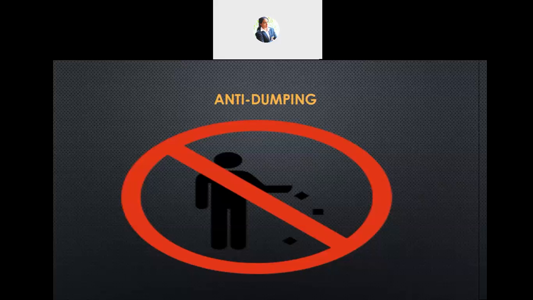The purpose of anti-dumping, as we said, is to rectify the trade distortive effect of dumping and also re-establish fair trade. When anti-dumping measures are taken, they usually provide relief to the domestic industry against all those injuries caused by dumping.